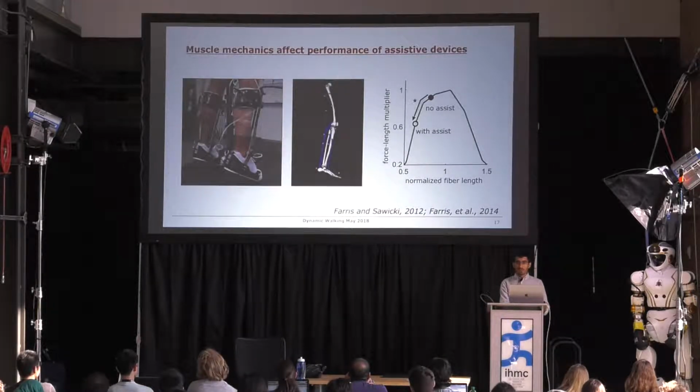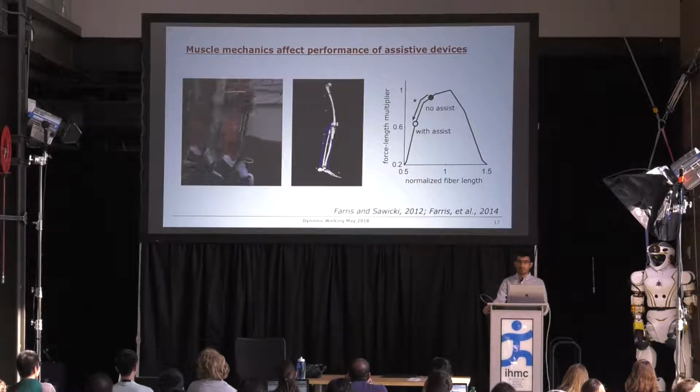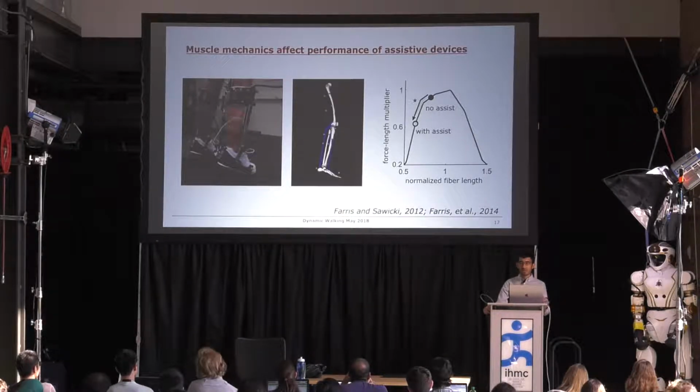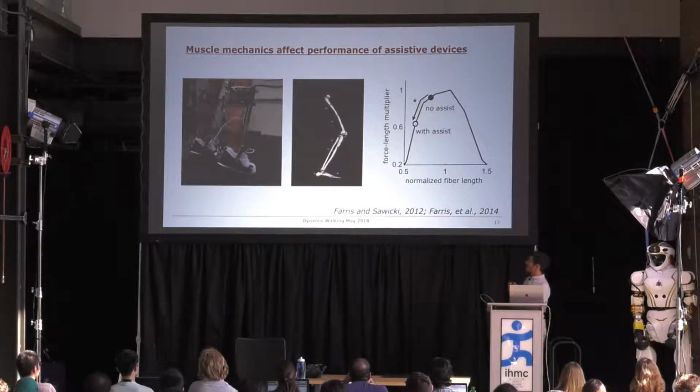We believe that the design of wearable robots must involve an understanding of the underlying biology. Dom Ferris and Greg Sawicki tested a passive exoskeleton a few years ago and found that even though their device reduced muscle force, the device did not significantly reduce metabolic cost. So to understand why, they used OpenSim to simulate their experimental results, and they found that some muscles, in this case the medial gastrocnemius, operated at shorter lengths with the exoskeleton, which resulted in a reduced ability to generate force.